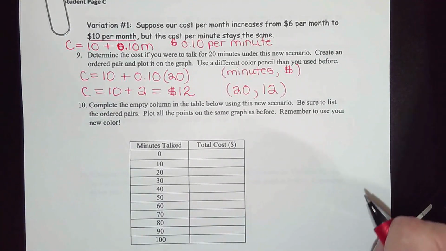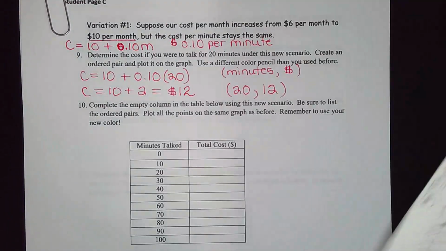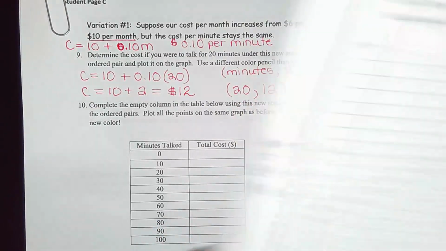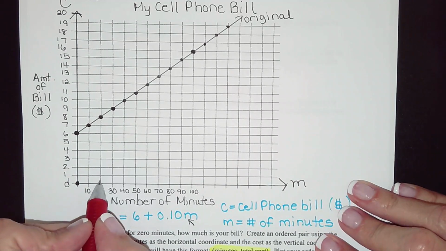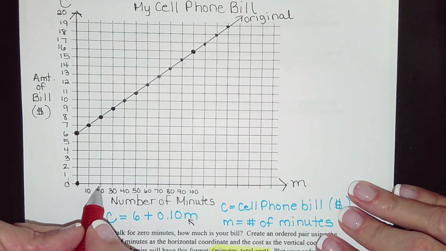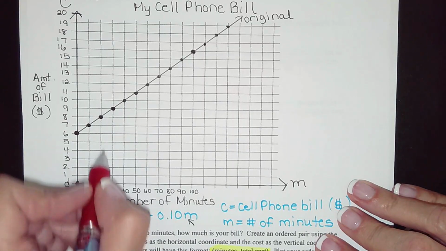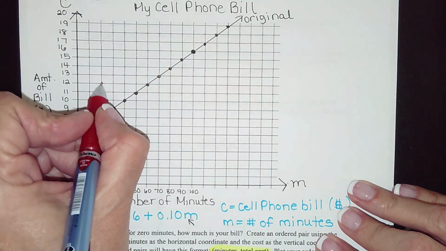Create an ordered pair and plot it on the graph. Use a different color than you used before. So 20, 12. So 20 minutes, $12.